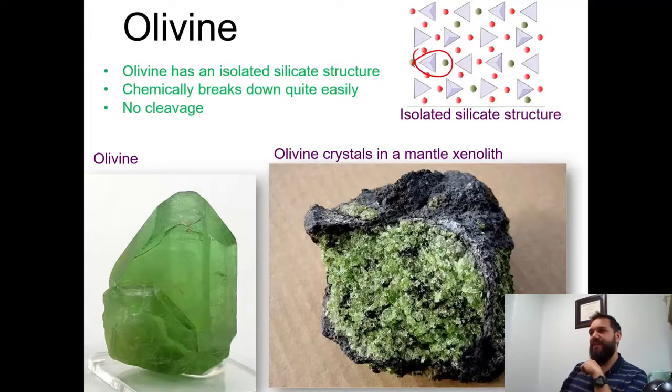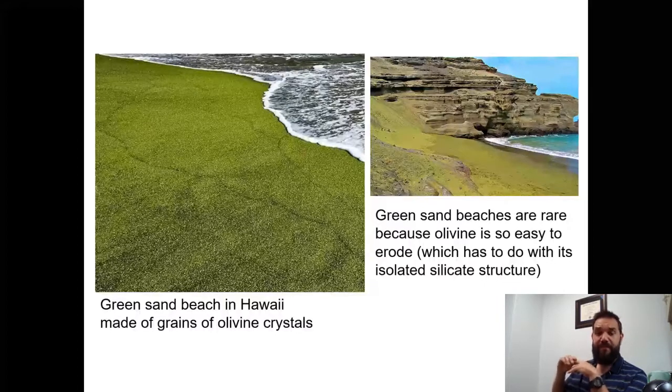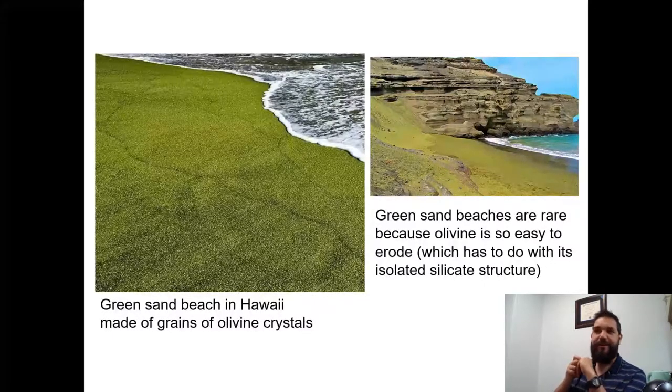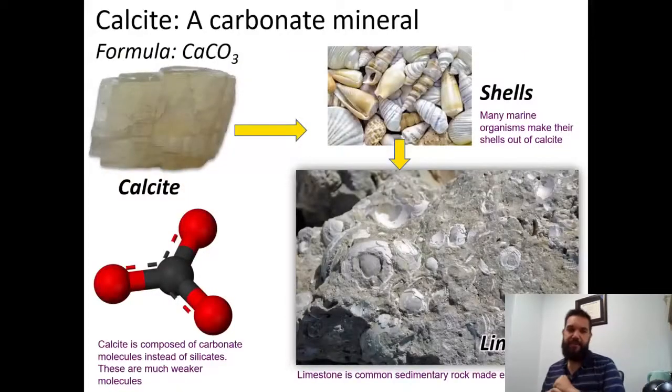Okay, so olivine breaks down very, very easily. So that's why something like this, a beautiful green sand beach that you can find in Hawaii, is very, very rare, right? And you're probably looking at this like, whoa, wow, I didn't know that. It's very rare. Why is it very rare? Olivine breaks down very easily. And so that's why it's pretty rare to have an olivine sand beach. Okay, so why does olivine break down so easily? Silicate structure, right? It has an isolated silicate structure. Those silicate molecules are not connected to each other.